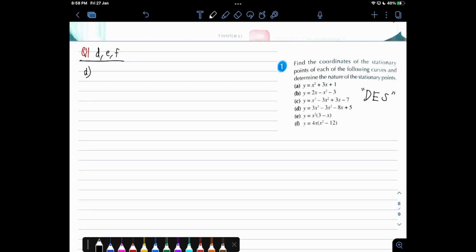D for? Differentiate. Yes, good. E for? Equate. To? 0. 10,000? No, 0. Very good. Then S for?